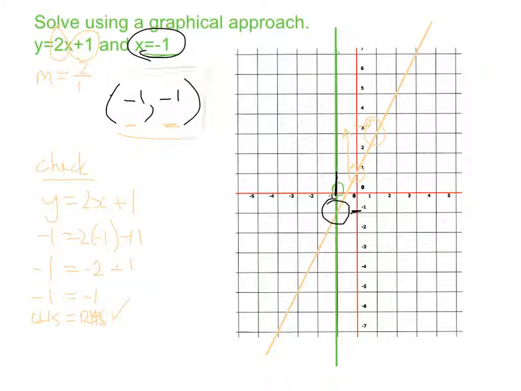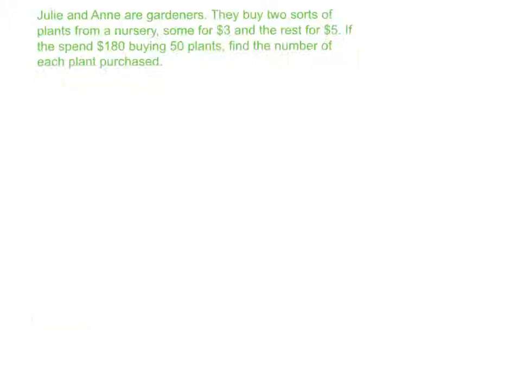So our answer is true. Okay, now last question. Don't you hate these worded questions? Okay, let's have a look through this.